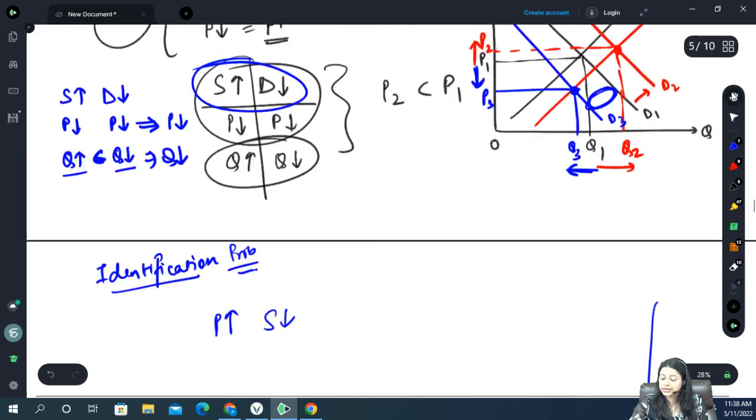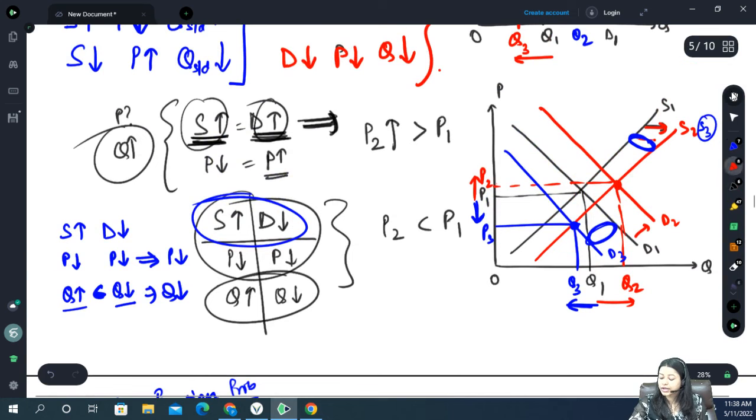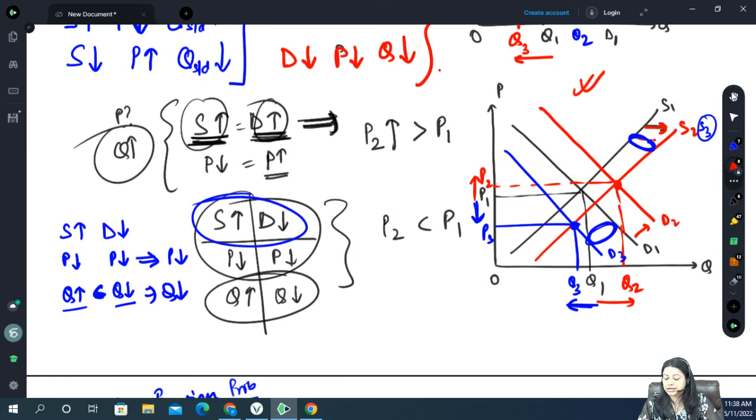Like here, in this particular graph, we said that the supply increased, S2. Right, we said that the supply increased. And if I'm saying supply increased, the price also increased. But if I'm not saying anything about the demand, can you say whether demand increased or did not increase? That will depend on what the situation is.